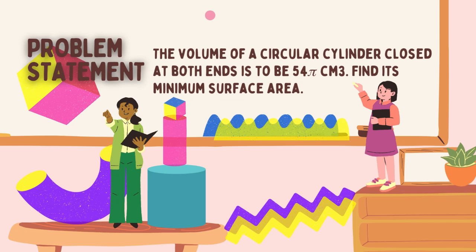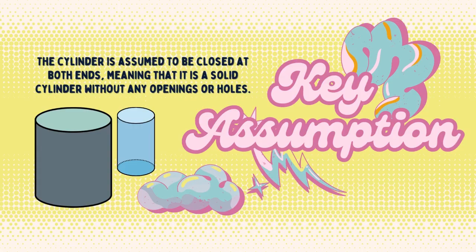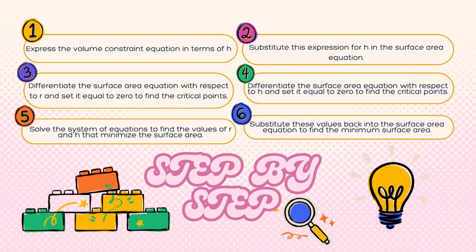The volume of a circular cylinder closed at both ends is to be 54π cm³, and we need to find its minimum surface area. To point out, the cylinder is assumed to be closed at both ends, meaning that it is a solid cylinder without any opening or holes. For these slides, we are going to share with you the step by step solution. By following these steps, we can determine the minimum surface area of the given circular cylinder that is closed at both ends.